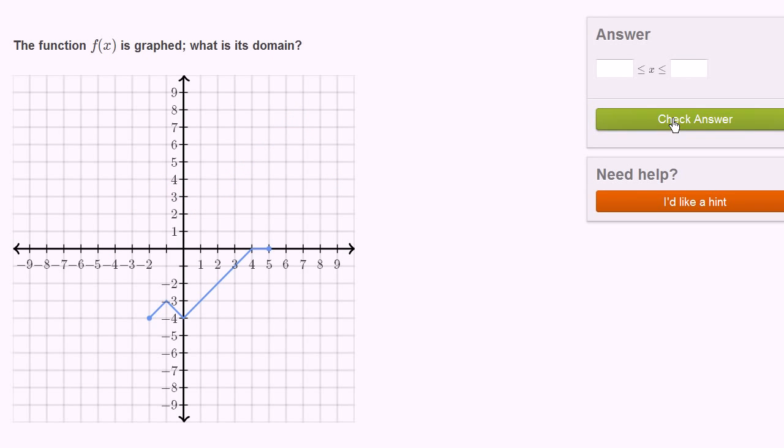This is kind of fun. The function f of x is graphed. What is its domain? So once again, this function is defined for -2 is less than or equal to x, which is less than or equal to 5. If you give me an x anywhere in between -2 and 5, I can look at this graph to see where the function is defined. F of -2 is -4. F of -1 is -3, so on and so forth. And I can even pick the values in between these integers. So -2 is less than or equal to x, which is less than or equal to 5.